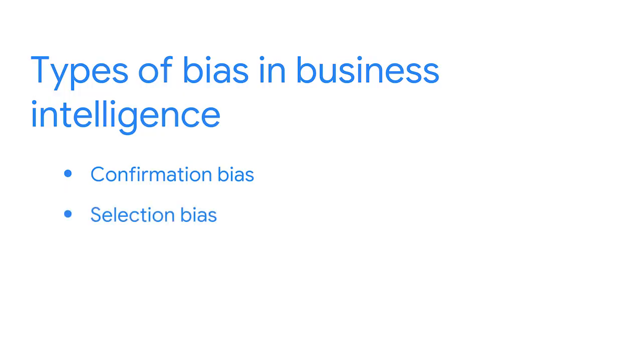Selection bias can occur when we are dealing with samples which are not representative of the entire population. This can happen organically when we are dealing with small data sets or when the randomization process has not happened.